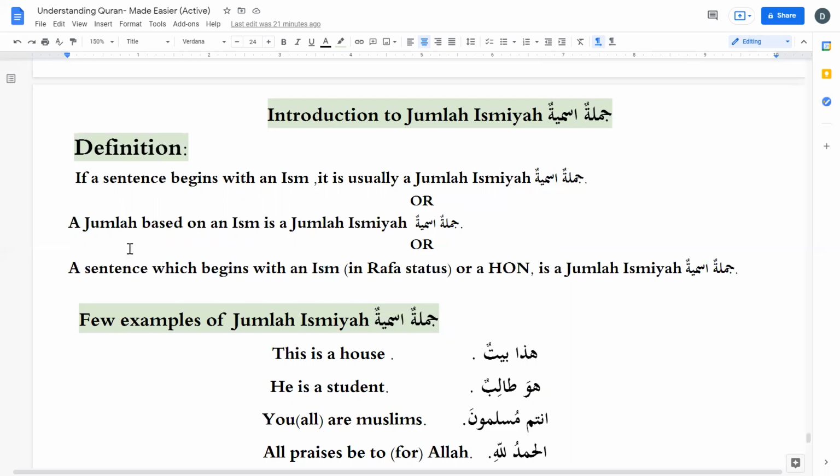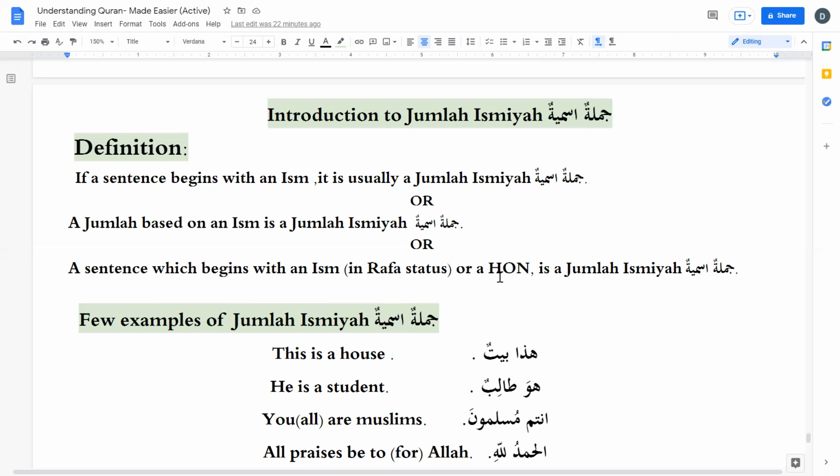So the definition of Jumlah Ismiyah is, again, the same. If a sentence begins with an ism, it is usually a Jumlah Ismiyah. Or simply you can say a Jumlah based on an ism. Or if you go into slight detail, a sentence which begins with an ism in Rafa status, like the ism that comes in Jumlah Ismiyah in the beginning, is mostly in Rafa status.